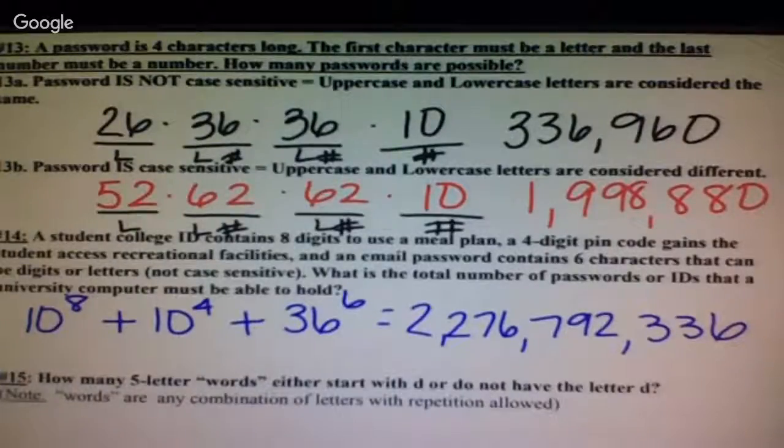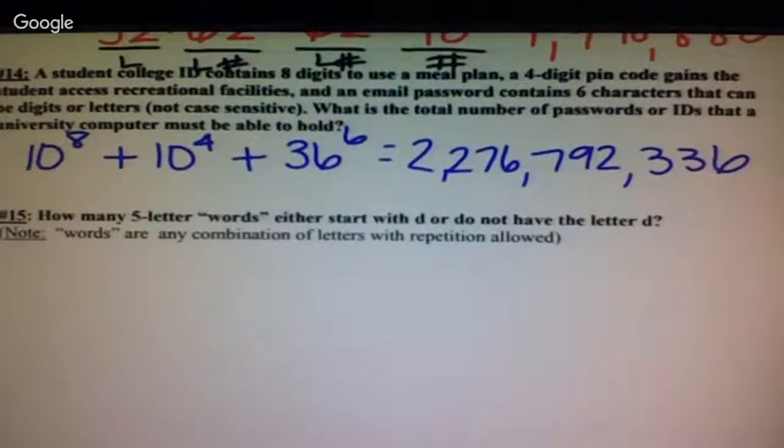Jonathan, can you hit extend page so we can do this last one? How many 5-letter words start with D or do not have the letter D? The first thing it says: how many 5-letter words start with D? So I've got a 5-letter word. It has to start with a D. So if this has to be a D, I have how many options? It has to be a D. You got one option.